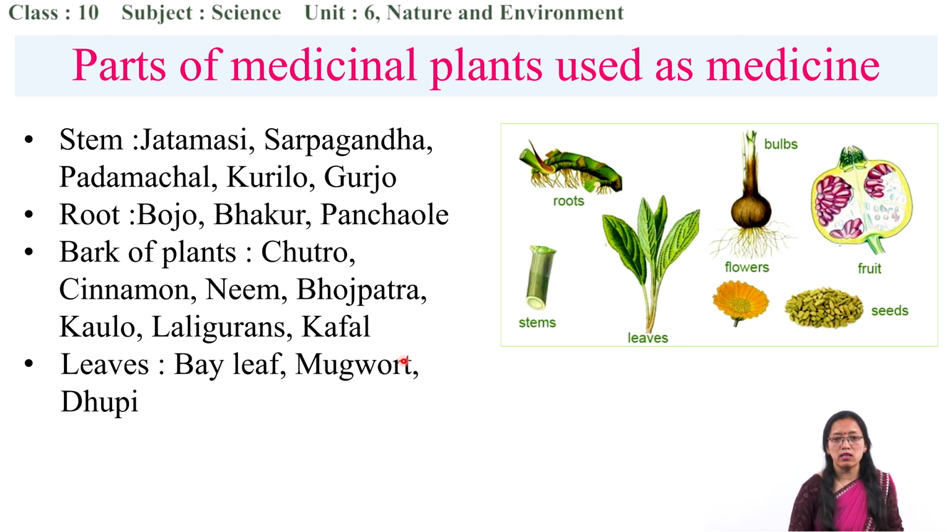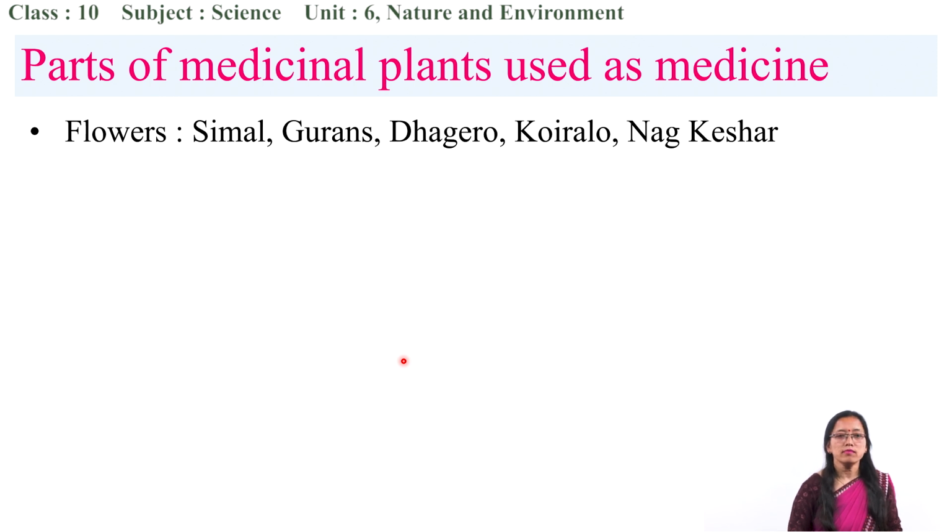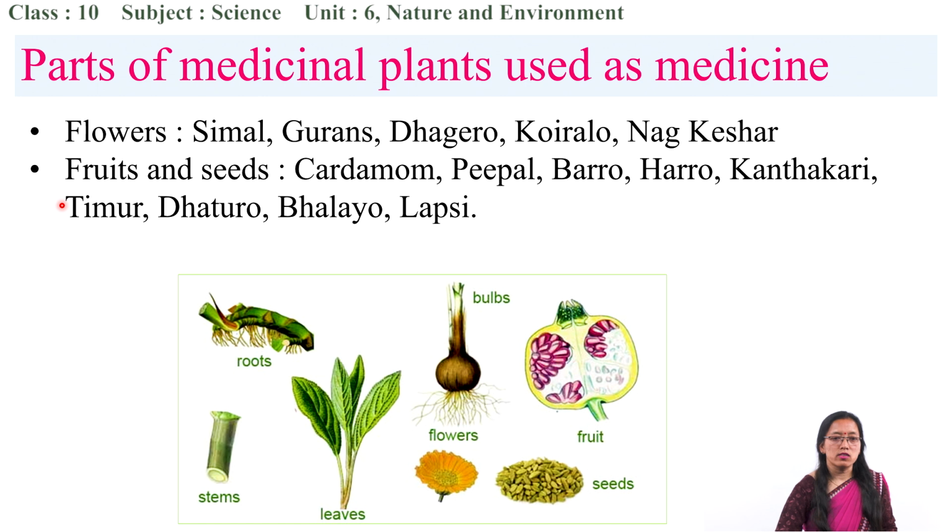Similarly, other parts are also there, like flowers: simal, guras, dhagero, koiralo, nakkesar, etc. These kinds of plants' flowers are used in medicine. And fruits and seeds. Some plants' fruits and seeds are used in medicine, like cardamom, pipal, barro, harro, kanthakari, timur, dhaturo, bhalayo, lapsi, etc. These are the plants whose fruits and seeds are used in medicines.